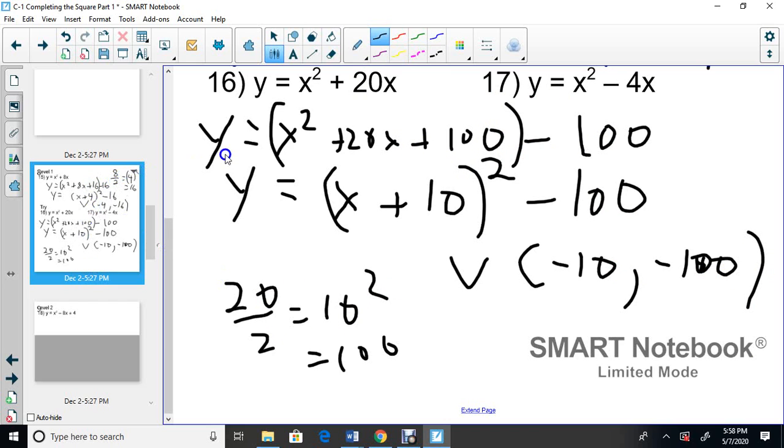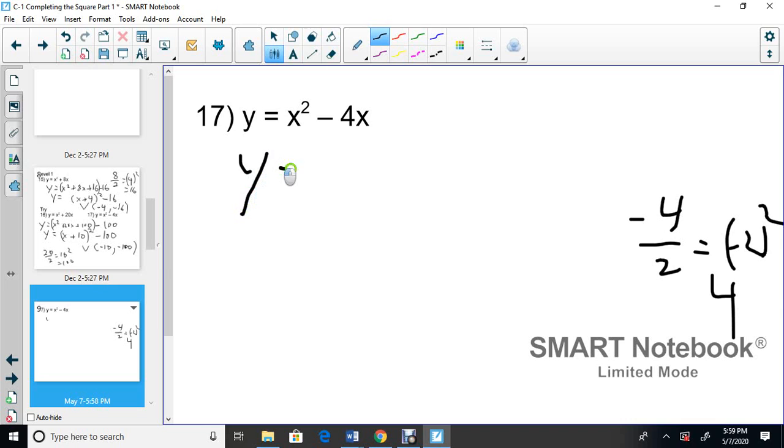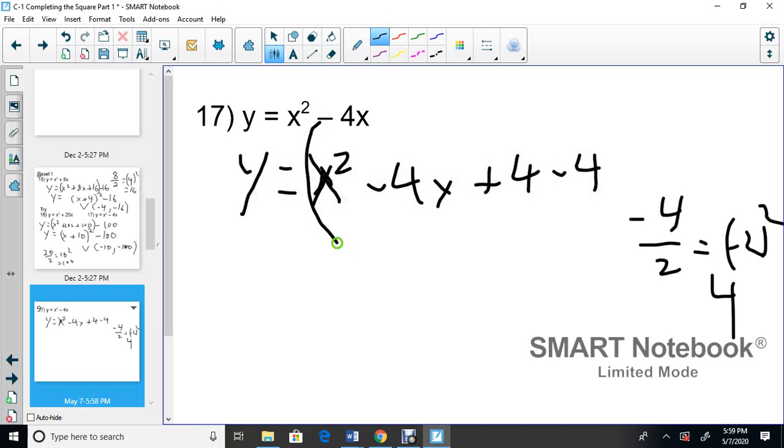Okay, let's do the next one. What I'll do is clone this page here. For this one, you take the minus 4 divided by 2 and you get negative 2, and then you square it somewhere on the side, 4. You can put it on a piece of scrap paper. So here, y equals x squared minus 4x. Again, put the positive 4 first and the minus 4 second. If you want, you can put a bracket around these so that you know you're working with them. And y equals, well, that's going to be x minus 2 squared.